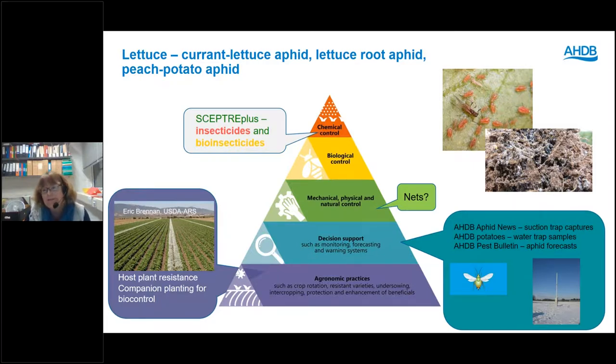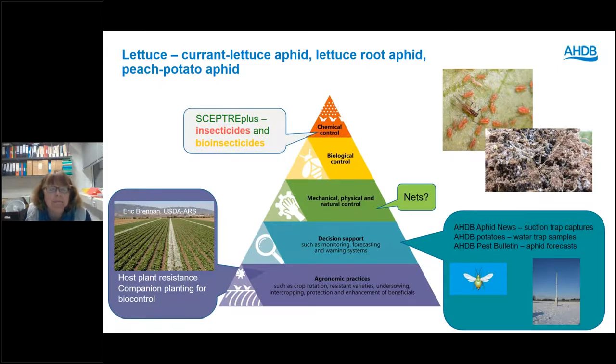So resistance exists both for currant-lettuce aphid and lettuce root aphid. And the one for lettuce root aphid has been around for about 60 years. Both are very effective resistances. The unfortunate thing is, because of the high selection pressure, particularly related to currant-lettuce aphid, this resistance has broken down. There are probably still parts of the UK where aphids will succumb to the resistance, but others where the aphids just overcome it very, very easily.